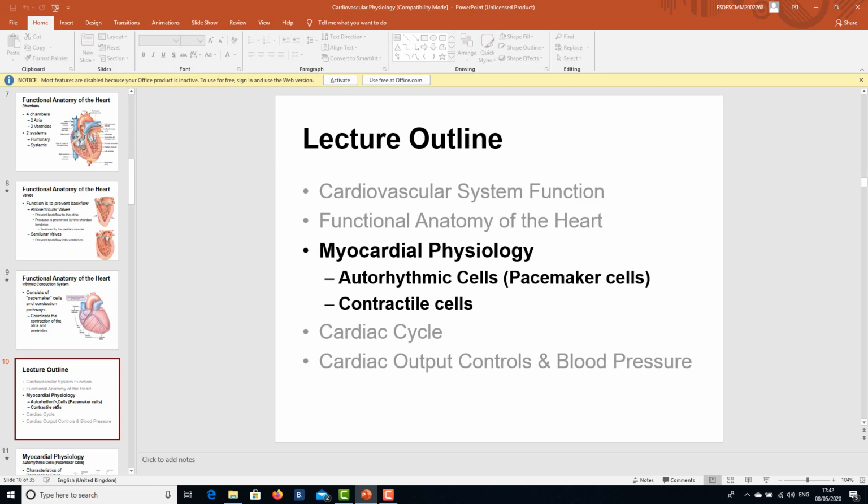Now the myocardial physiology actually revolves around 2 types of cells, and what are they? They are the autorhythmic cells, the pacemaker cells, and the 99% contractile element. And what is that? That is the cardiac muscles.